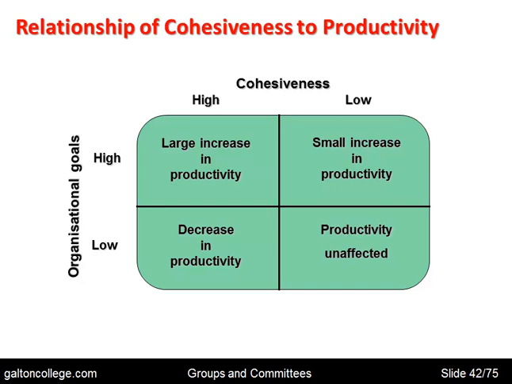If there's low cohesiveness and low organizational goals, then productivity, in a sense, is unaffected, because it doesn't rate in the first place. It doesn't even get onto the scale. They are not productive. With low organizational goals, they're not sure what they're doing. They're not sure how they should go about it, and they're not organized themselves. So when I say it's unaffected, it means it doesn't even start. Productivity is not rated whatever.